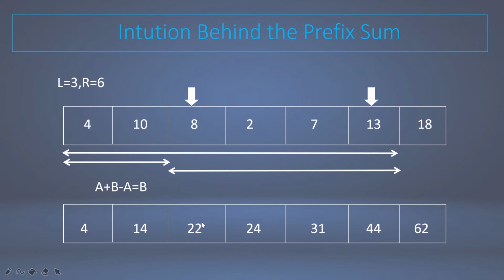Then again we will move to the next index. Then we will do the same thing. You will add the previous index prefix sum to the current index of the array. Okay, this is 14 plus 8, which is 22. So in this way we will make the prefix sum data structure.